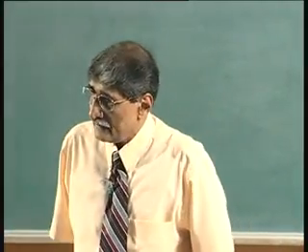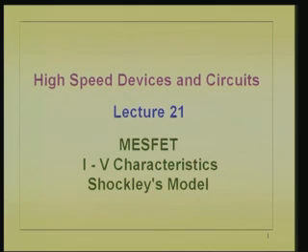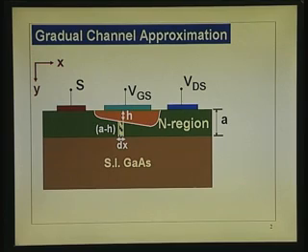So, we have been discussing the MESFET. We started with the principle of operation, and what we said is the operation of the MESFET is based on the variation of the resistance of the region below the gate, and that variation in resistance is brought about by applying voltage to the gate.